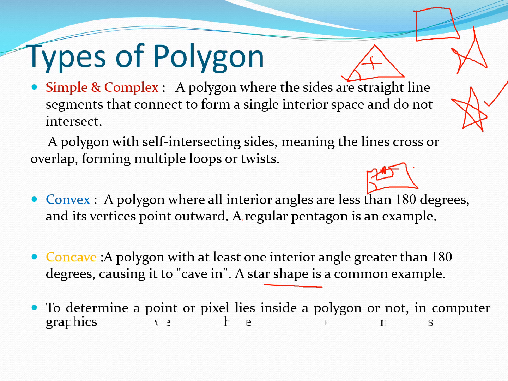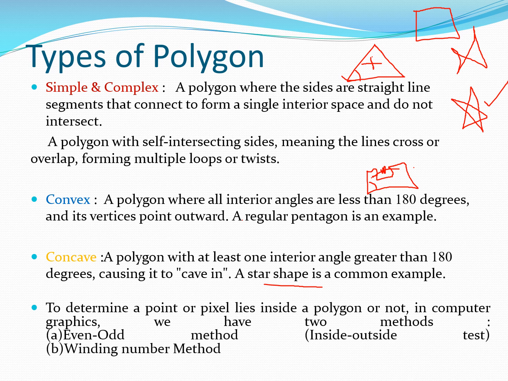Now, how do we determine whether a taken pixel is within the polygon or outside the polygon? How do we find out? For this, in computer graphics there are two methods. The first one is the even-odd method, also known as the inside-outside test. The second is the non-zero winding number method. We will see the methods one by one.